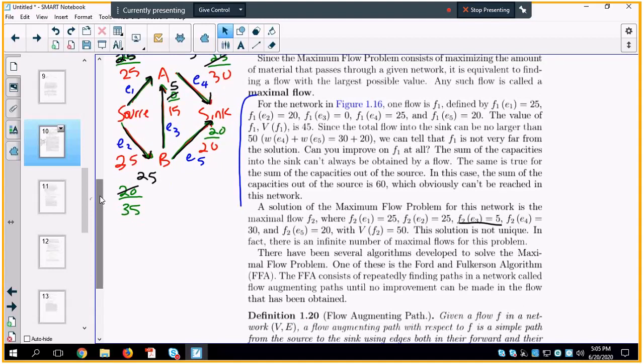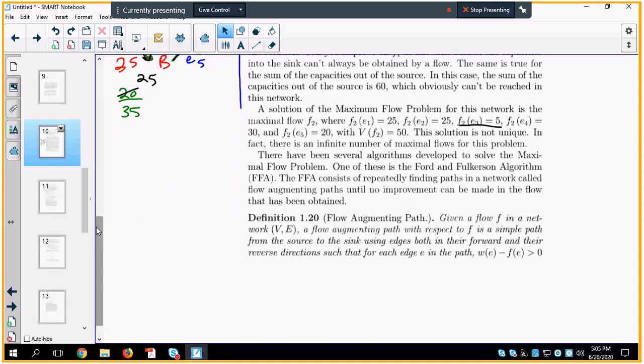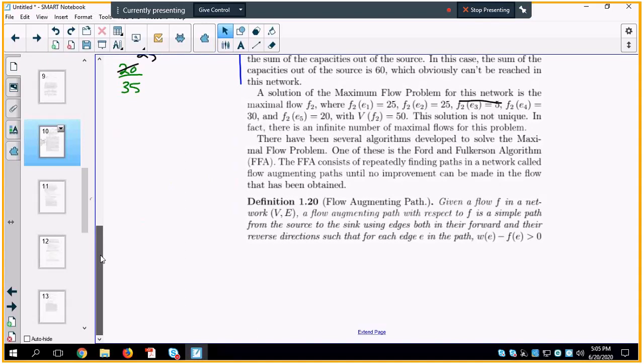There have been several algorithms developed to solve the maximum flow problem. And one of these is called the Ford-Fulkerson algorithm. The Ford-Fulkerson algorithm consists of repeatedly finding paths in a network called flow augmenting paths with no improvement once the maximum flow has been attained. So what is a flow augmenting path?